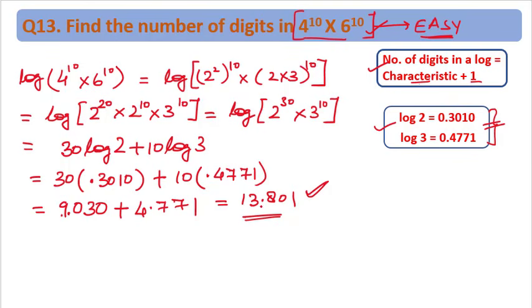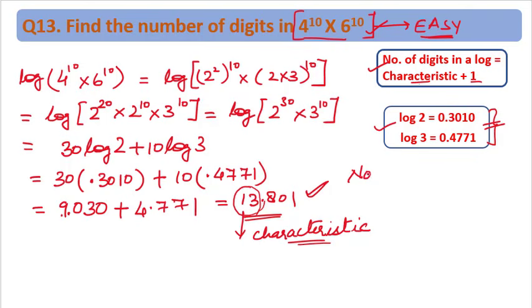Okay, now what is the characteristic here? We know when we find the log of a number, the characteristic is the integral part. Okay, so this is 13 here. So 13 is the characteristic. This is the characteristic. Okay, I remember the spelling correctly. Okay, characteristic. Okay, now number of digits.